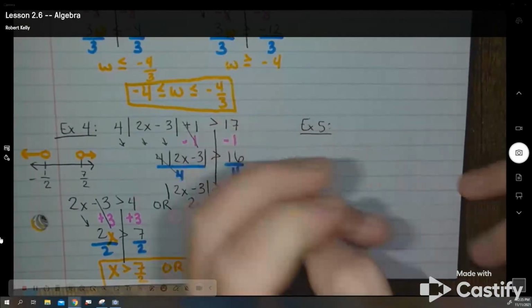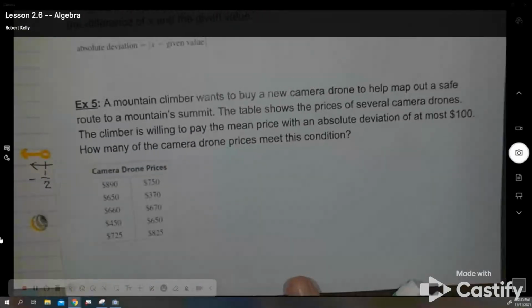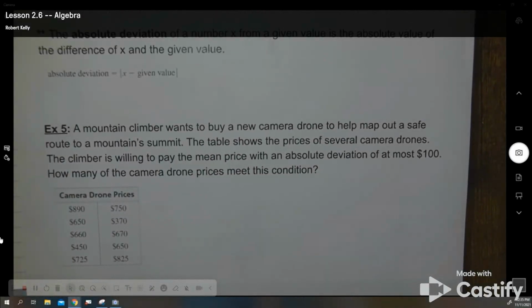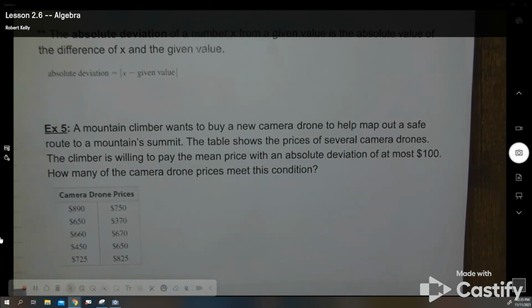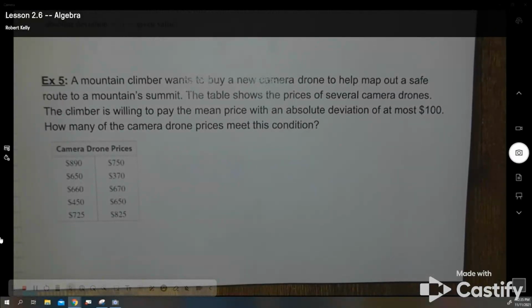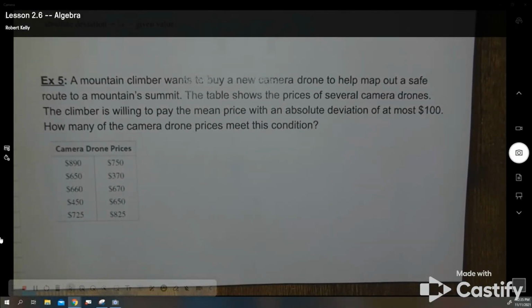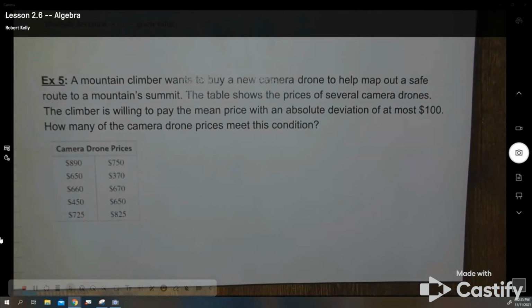All right, so for example 5, we're going to talk about absolute deviation. Absolute deviation of a number, x, from a given value, is the absolute value of the difference of x and the given value. So I take x minus the given value, absolute value of that, to get my absolute deviation. So, for example 5, a mountain climber wants to buy a new camera drone to help map out a safe route to a mountain summit. The table shows the prices of several camera drones. The climber is willing to pay the mean price with an absolute deviation of at most $100. How many of the camera drone prices meet this condition?